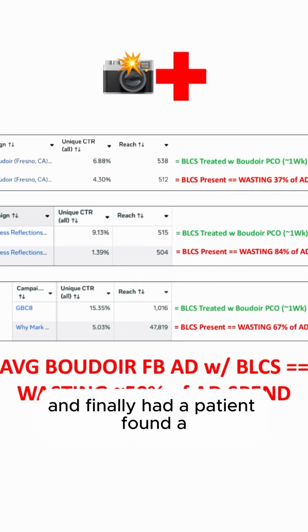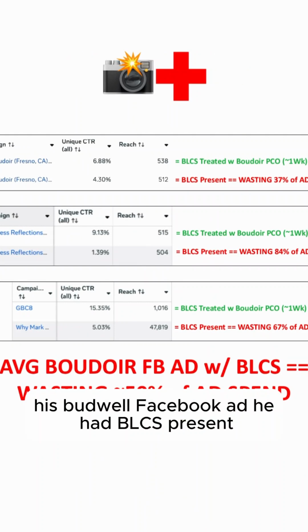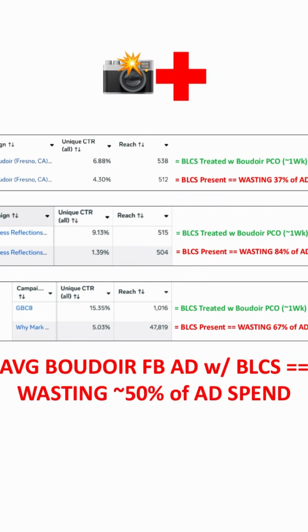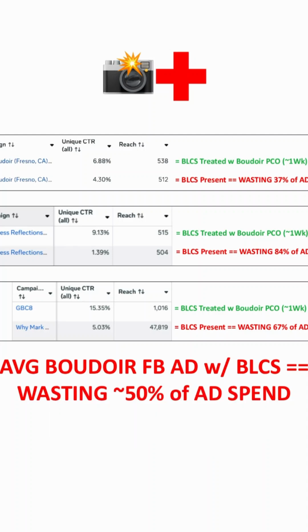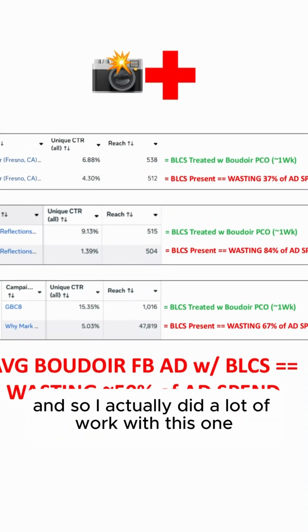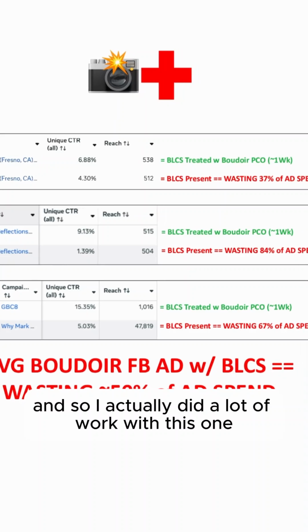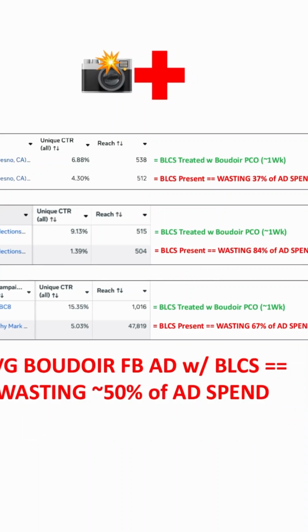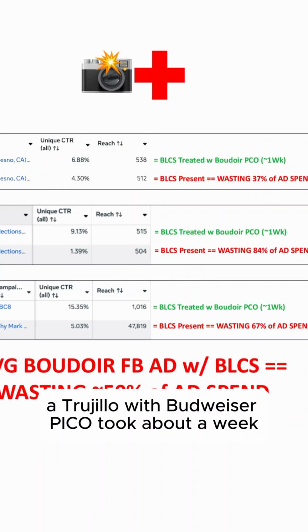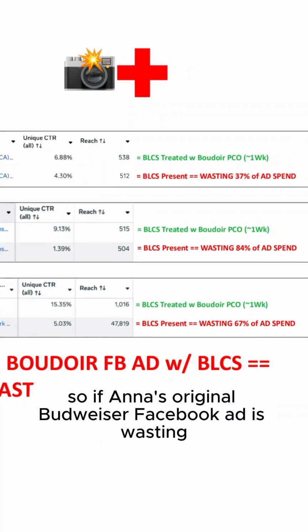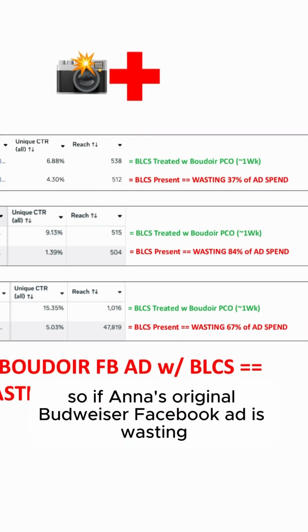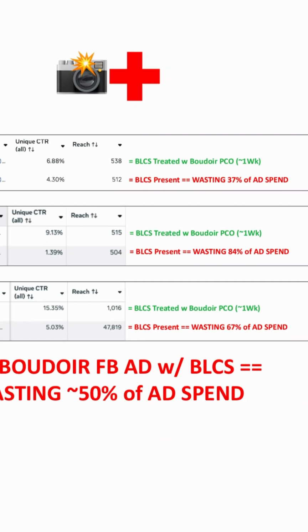And finally, had a patient, found his Boudoir Facebook ad. He had BLCS present, 5.03% unique CTR all, so that's under 6%. That's Boudoir low click syndrome. And so I actually did a lot of work with this one. Treated with Boudoir Pico took about a week, got the unique CTR all up to 15.35%. So we found out his original Boudoir Facebook ad was wasting 67% of his ad spend.